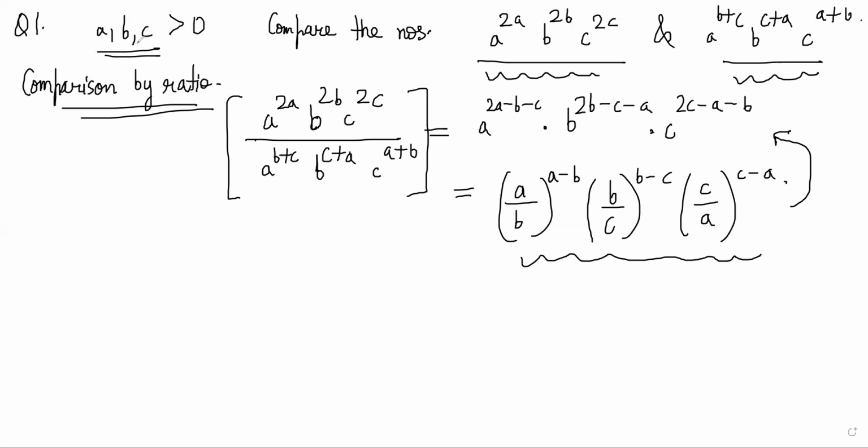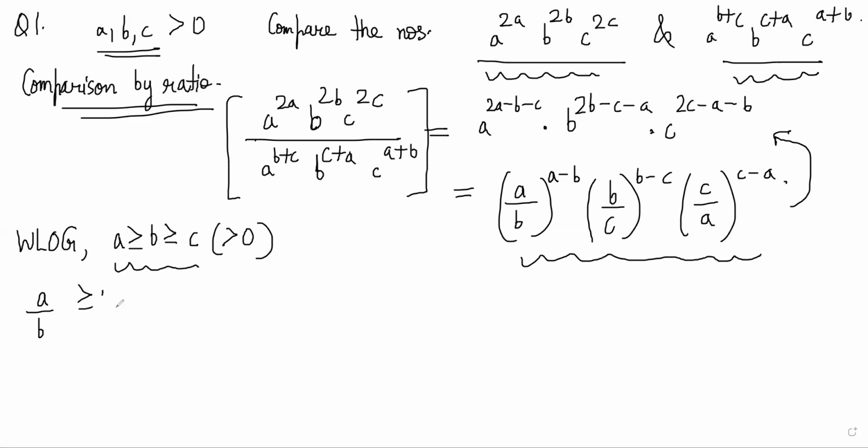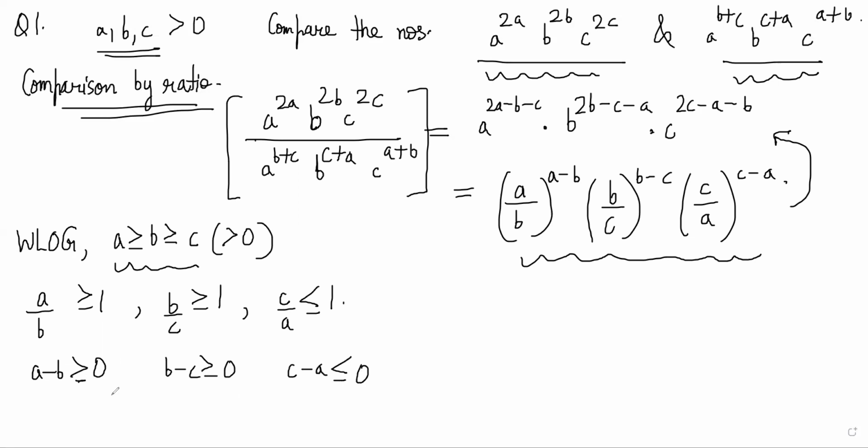So in this case, A, B, C are all positive. So without loss of generality, we can assume that A ≥ B ≥ C > 0, right? So that means that A/B is greater than or equal to 1, B/C is greater than or equal to 1, and C/A is less than or equal to 1, right? That also means that A − B is greater than or equal to 0, B − C is greater than or equal to 0, and C − A is less than or equal to 0, right?